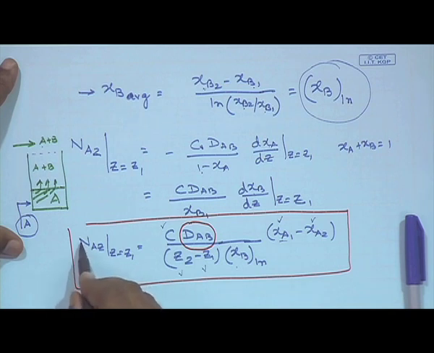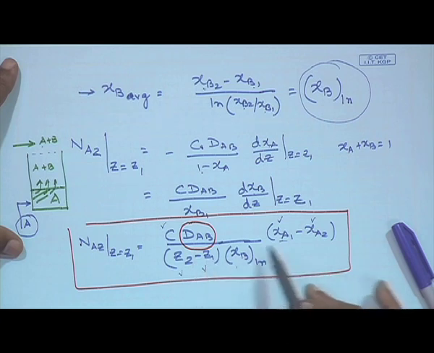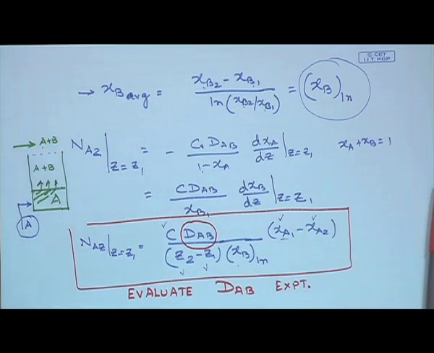So, if you experimentally measure Z2 and Z1, and you know the values of XA1 and XA2, then you can evaluate the diffusion coefficient of A in B experimentally. This is a nice, clean experiment by which you can measure the diffusion coefficient of A in B, and since it is so easy to control the temperature of a tube containing some small quantity of a liquid, you can measure DAB at different temperatures as well.